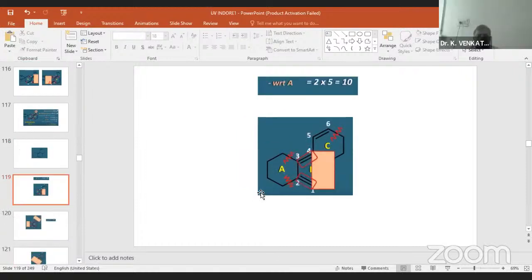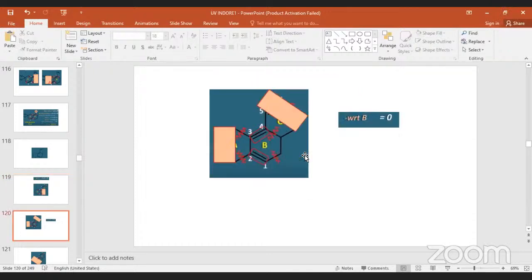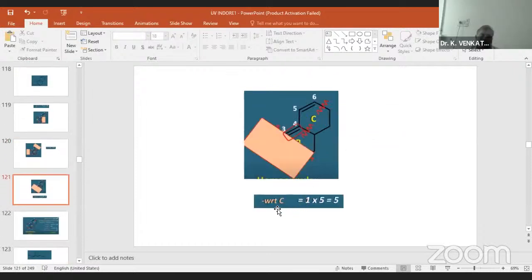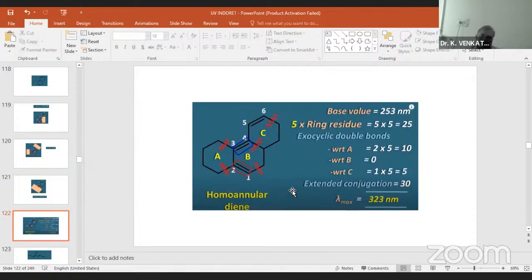So we can check with the ring A, 2 exocyclic double bonds are present. Yes, 2 exocyclic double bonds, 1 extended conjugation, 330. 313, sir. So with the ring B, no exocyclic double bonds. Okay. So with ring C, 1 exocyclic double bond is present. So what is the answer? 323 nanometers. Any doubts?